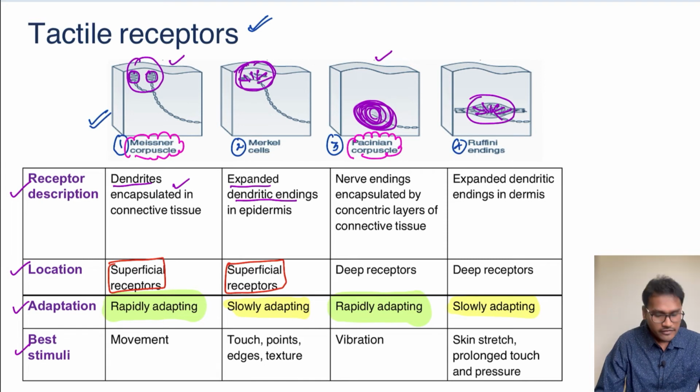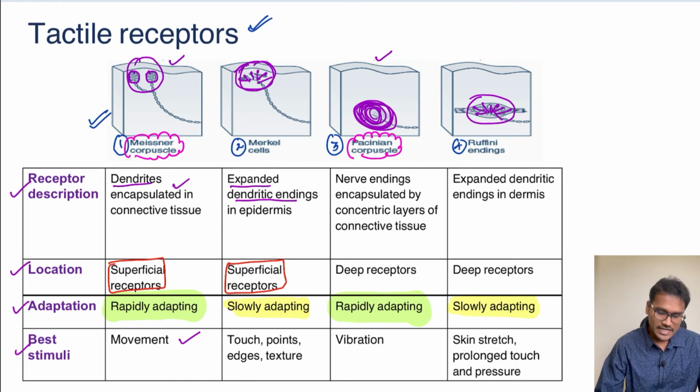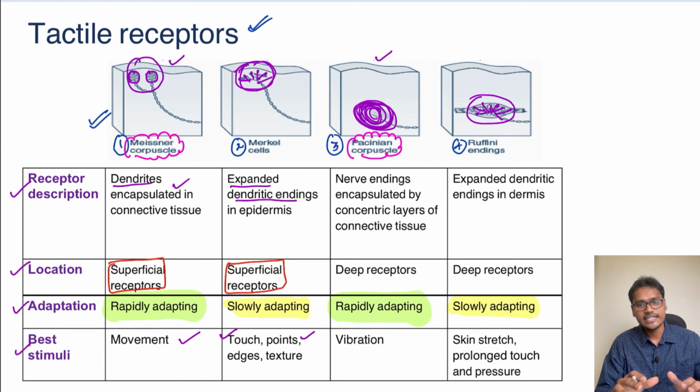Then coming to the function, which is most important, the best stimulus for a Meissner's is movement. That is, whenever any object is moving or we are touching a moving thing, then this receptor, the Meissner's receptor, will get activated. Whereas the activation of Merkel's will help in touch and especially points, edges and texture. So whenever any object is there, we are able to touch it in different places and understand the texture and shape of it.